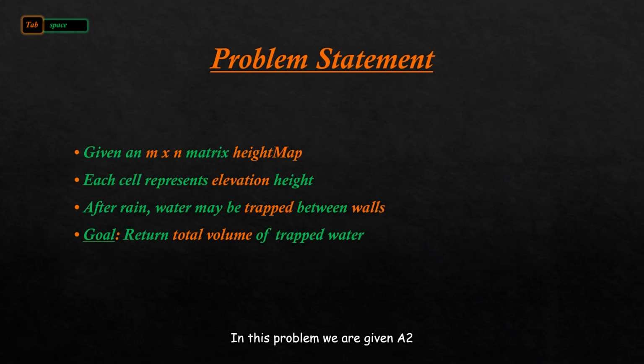In this problem, we are given a two-dimensional matrix called heightMap. Each cell represents the elevation of land at that point. When rain falls, water gets trapped between the elevations, forming ponds. Our goal is to compute the total amount of water that can be trapped after the rainfall.